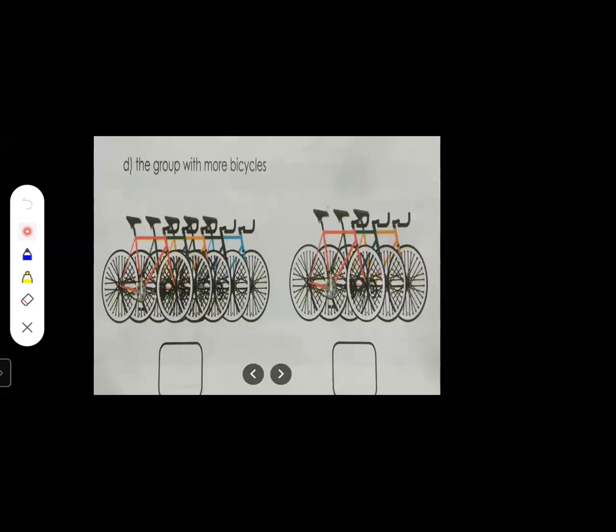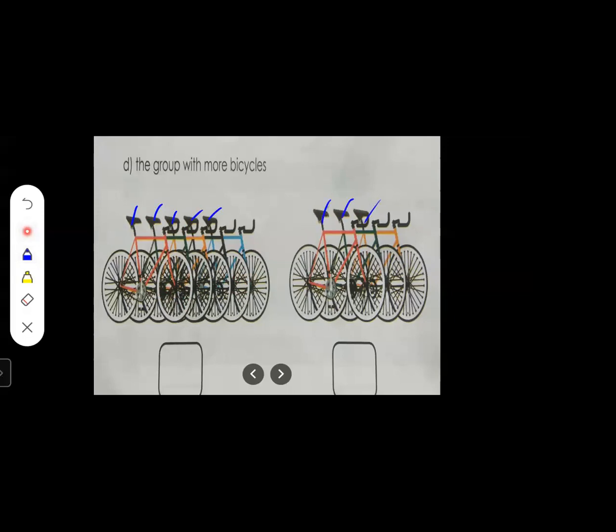Okay. Now what is given over here? The group with more bicycles. What we have to do? We have to tick for the group with more bicycles. So in both the groups you can see bicycles. Now it is very confusing to count over here. So what are we going to count? See, the seats are given over here. Count these. It will be easy to count. If these sums come in the exam, then also you are going to count like this only. So start counting 1, 2, 3, 4, 5. Over here it is 5. Here 1, 2, 3. 3.